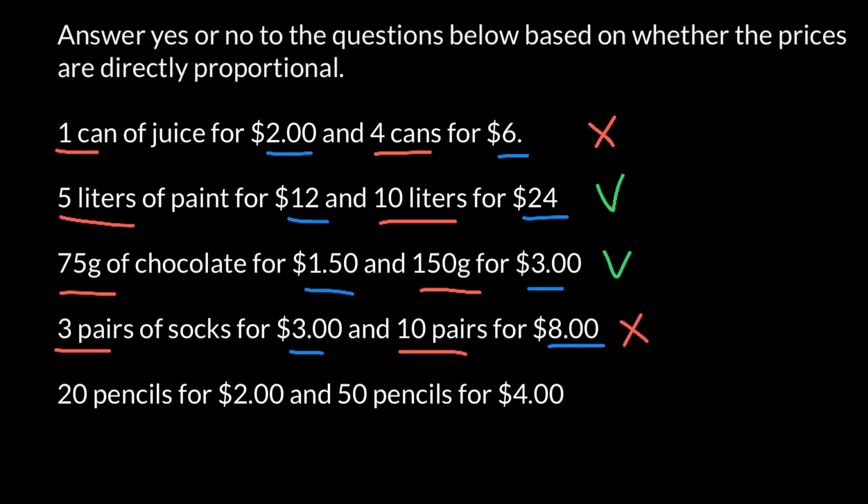And the last word problem, 20 pencils for $2 and 50 pencils for $4. And we see that in order for these two ratios to be proportional, the price for 50 pencils has to be $5. So basically $1 for 10 pencils. 20 for $2, then 50 has to be for $5. So we do not see proportion here. So these two ratios are not proportional.